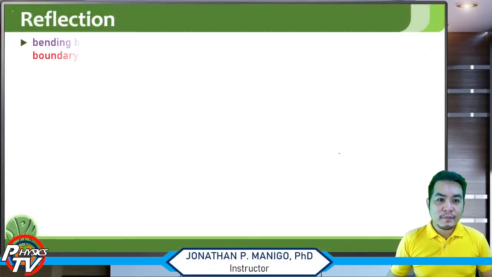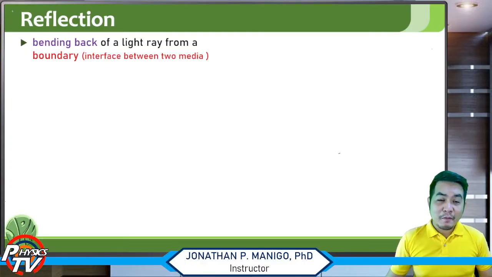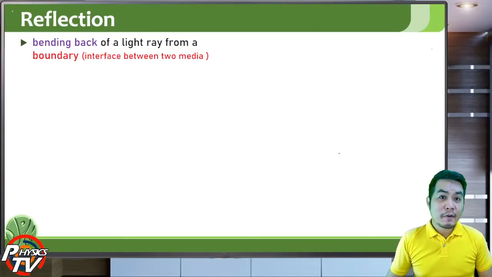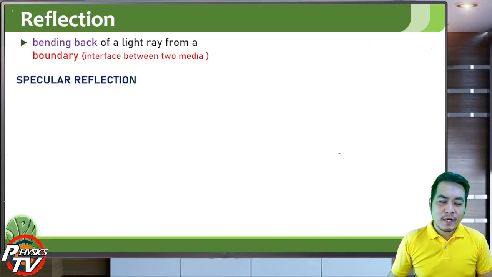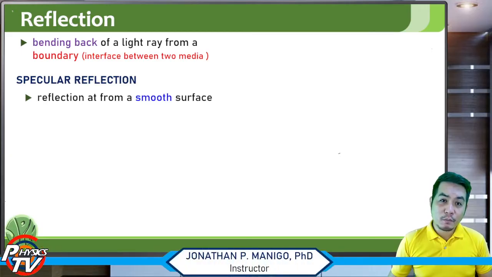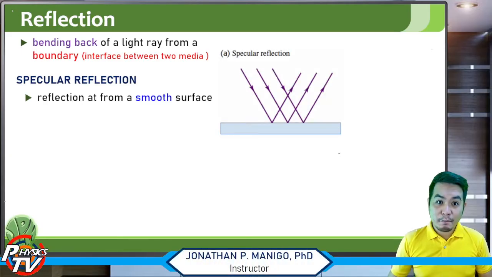So reflection is a phenomenon where light bends back from a boundary. A boundary is an interface between two media. A medium can be a solid, liquid, or gas. There are two types of reflection. Specular reflection is reflection from a smooth surface, such as a mirror.